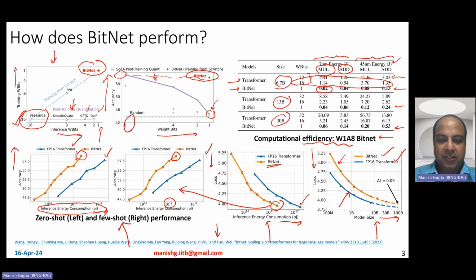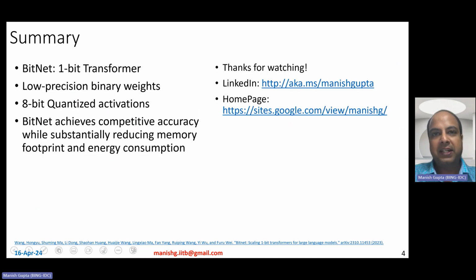Okay, so you can read up this paper to explore more. But in short, in this video, I talked about BitNet, which is a 1-bit transformer. It involves low precision binary weights, just 1 bit for every weight, and 8-bit quantized activations. BitNet sort of achieves competitive accuracy while substantially reducing the memory footprint and energy consumption.